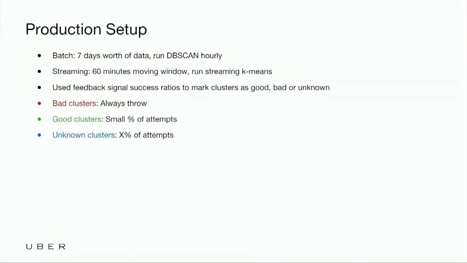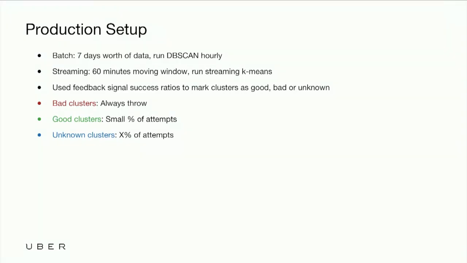For bad clusters, from the rule engine that we have, we can choose to always throw a challenge to the users. For example, if we know that this is a bad cluster, we can throw a 2FA challenge, or we can deny the login outright. For good clusters, we still want to collect the data, so we throw a very small percentage of people a challenge that we know they can solve.